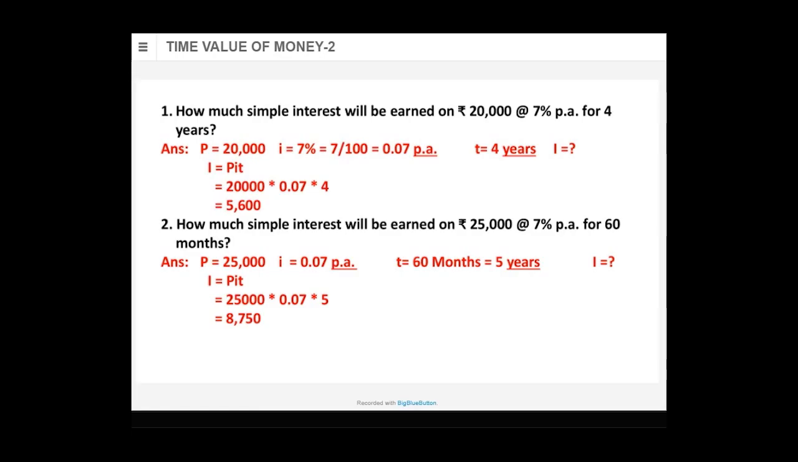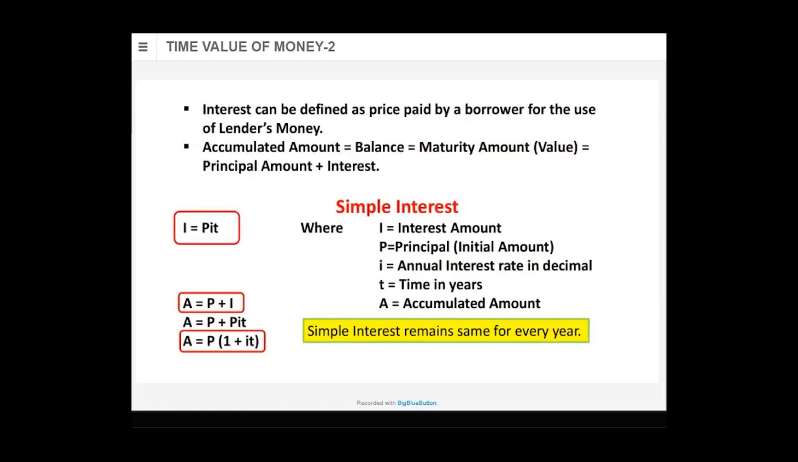And that yellow color line, this last line here, tells me simple interest remains the same for every year. What do you mean by that? If simple interest of the first year is 500, the second year also it will be 500, the third year also it will be 500. Later on we are going to learn compound interest. Compound interest will keep on increasing.